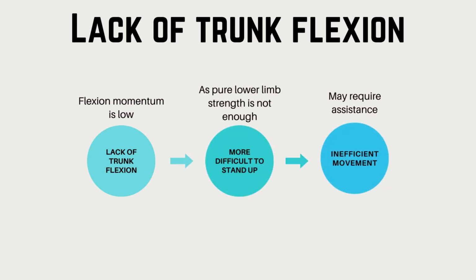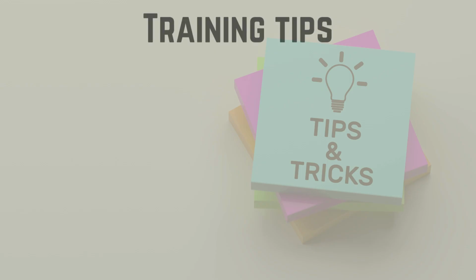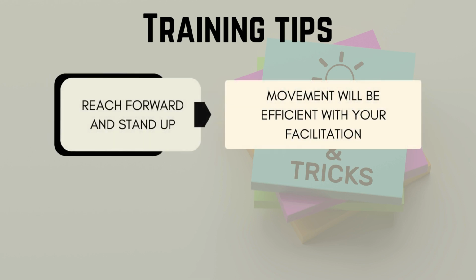Next common thing that happens is that there is not enough trunk flexion in the sit-to-stand. When this happens, the flexion momentum is not generated, and this will cause the patient to not be able to stand up efficiently. One of the common ways to train this is to get them to reach forward further and also practice it in a functional movement whereby the trunk is bending forward by your facilitation and then faster moving into the momentum transfer phase and extension phase.